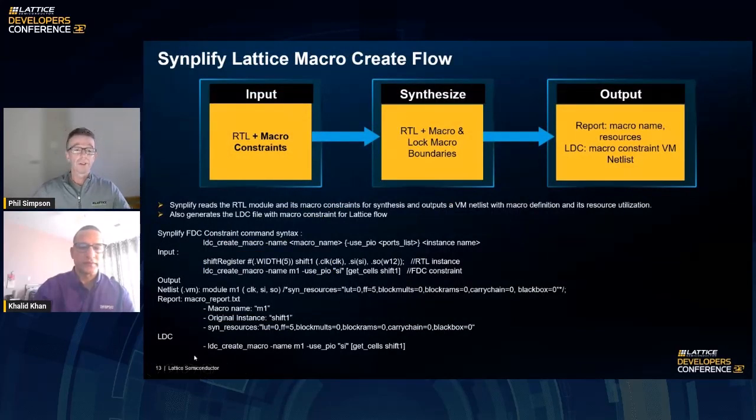Now, you can also start the flow directly from within the Simplify tools as opposed to starting from within Radiant. And within the Simplify tools, you would define the macro along with the RTL you're using for the project. Simplify will synthesize the design to create the netlist along the macro boundaries, and it will generate the VM netlist file along with the constraint files and pass them directly into the Radiant tool.